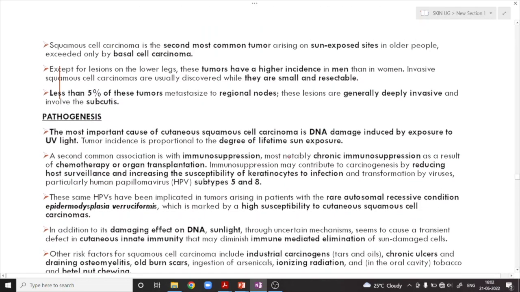Coming to squamous cell carcinoma, it is the second most common tumor arising on the sun-exposed sites in older individuals, exceeded only by basal cell carcinoma. So basal cell carcinoma is the number one skin tumor. The second most common will be squamous cell carcinoma.